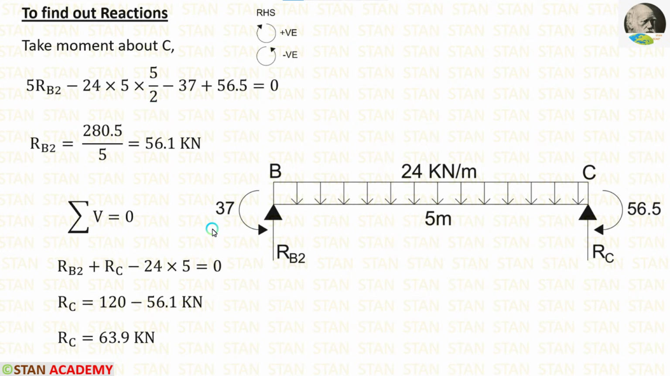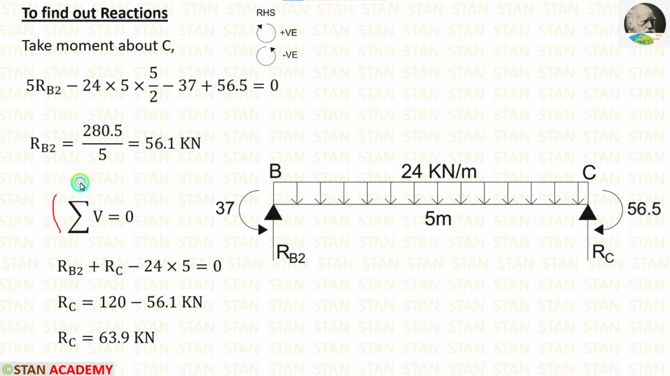Then there are two moments. The moment 37 is acting in the anticlockwise direction, so it will be negative, and the moment 56.5 is acting in the clockwise direction, so it will be positive. After the calculations, we are getting RB2 is equal to 56.1 kilonewton.